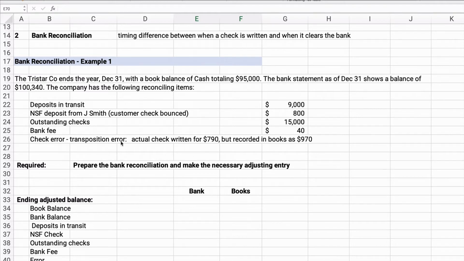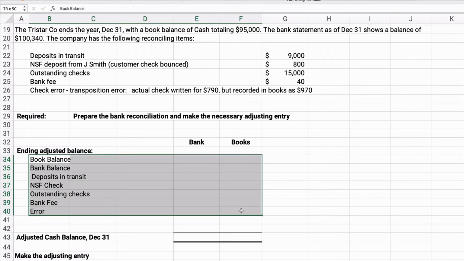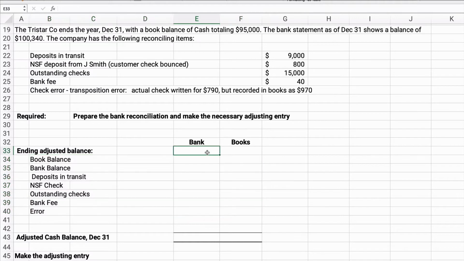There's a transposition error. The actual check was written for $790, but we, as the bookkeepers, recorded it as $970, so that's transposed the 79 and the 97. So that's the TriStar Company's error. So here's what I would do. I've pre-formatted the bank reconciliation. So we have a bank column and we have a books column.